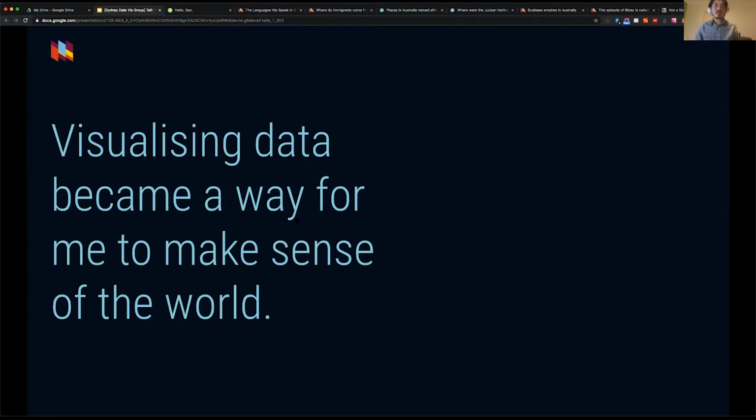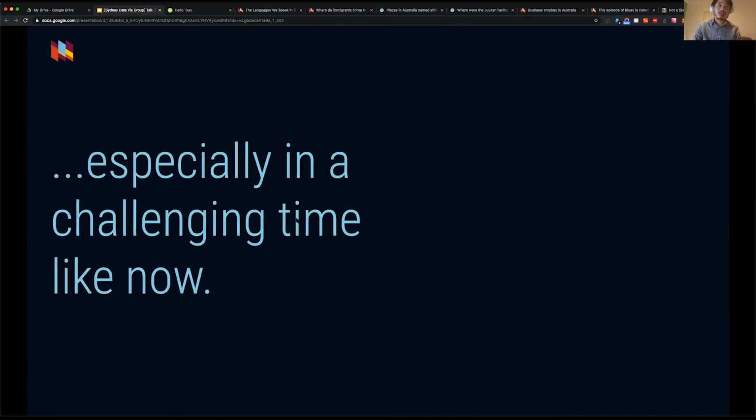Through the years of working with data visualization, it became a way for me to make sense of the world. Whenever I have frustrations and questions about the things I see, I can turn to the skill set I have, which is data visualization, to help me answer those questions. And that's especially important in a very challenging time like now. I can tell you why.